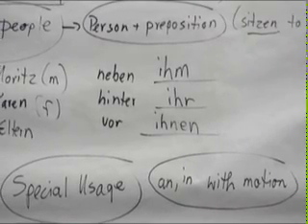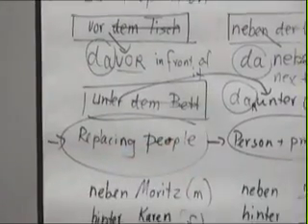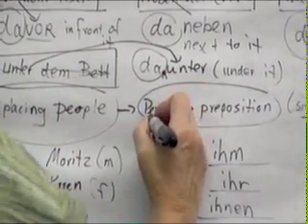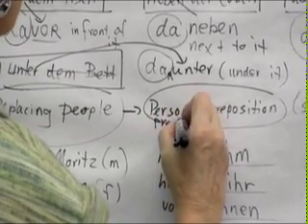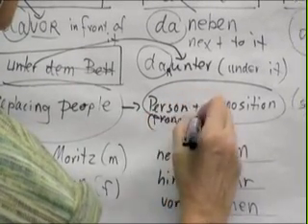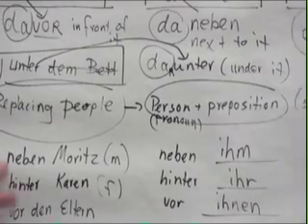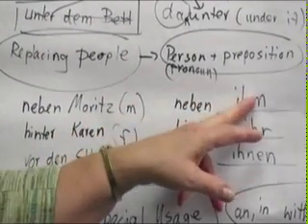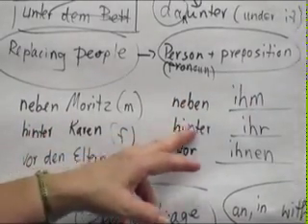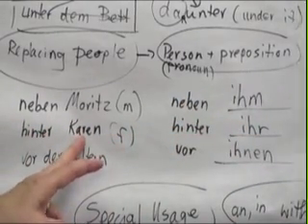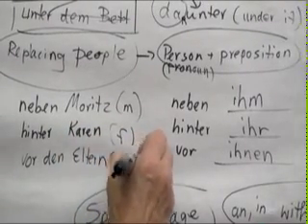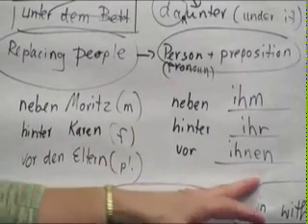So, again, replacing things, da plus preposition. Replacing people, the personal pronoun plus preposition. So, neben Moritz, Moritz becomes a pronoun, neben ihm. Hinter Karen becomes hinter ihr, because Karen is feminine. Vor den Eltern, it's plural, in front of them, vor ihnen.